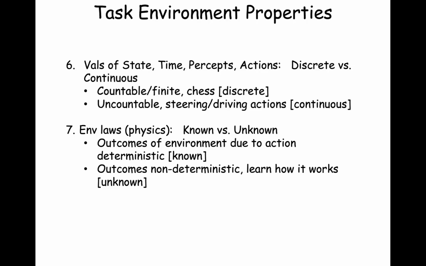And so the value of state, time, perceptions and actions can be discrete or continuous. Discrete means it's countable, and continuous means it's uncountable. And so how you represent the state and how you treat the actions is going to be different based on this. Now, we won't do continuous, dynamic types of environments. That's not Pac-Man, but it's certainly multi-agent and there's some uncertainty, some stochasticity wrapped up in it.